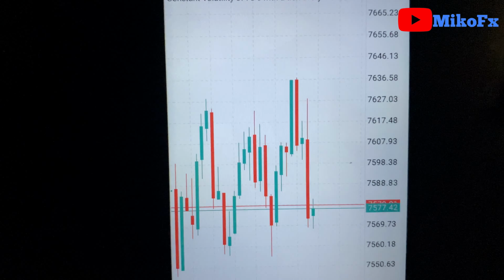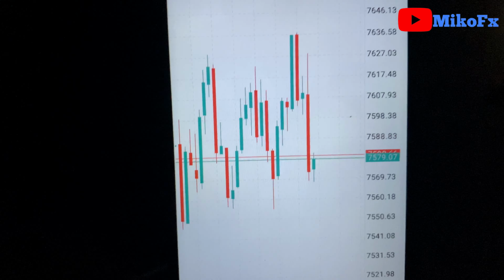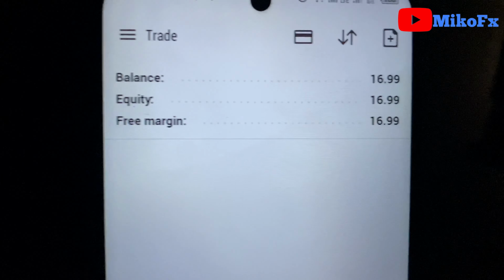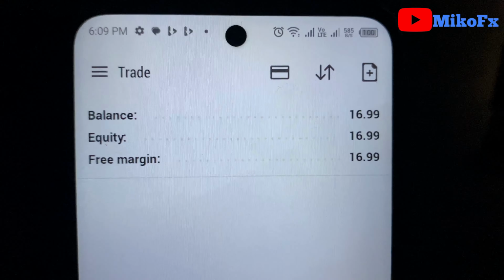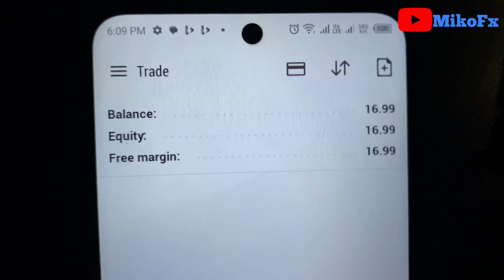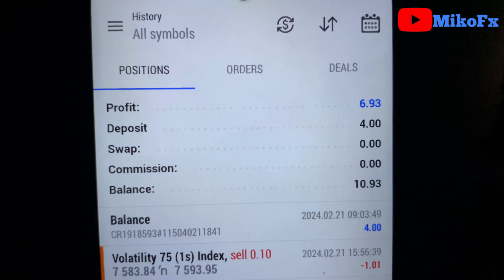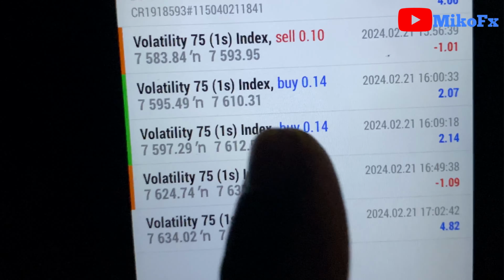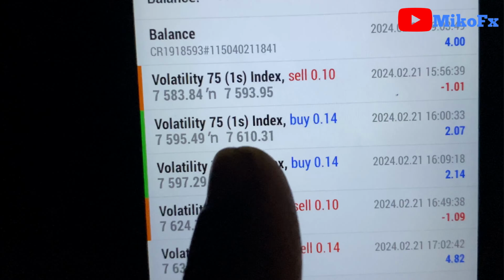Okay, guys, I'm done for today. Let's see how much we're able to make today. I started with $10, and currently I have $16.99, almost $17, guys. And when we go to the trade history, I made a profit of $6.93. These are the trades I took. All is Volatility 75 1s index.